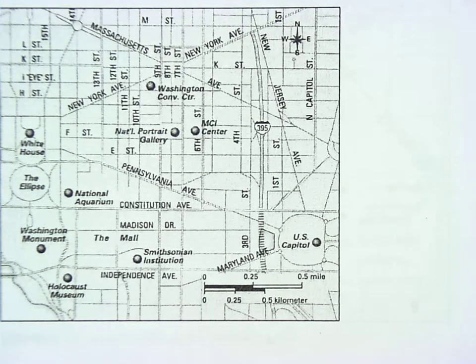So what I want to do then is walk through how you go about finding your routes and things that you can look for on a map to help yourself out. So the first thing I want to do is just get an idea for the lay of this map of downtown Washington, D.C., which is on the worksheet that you have.